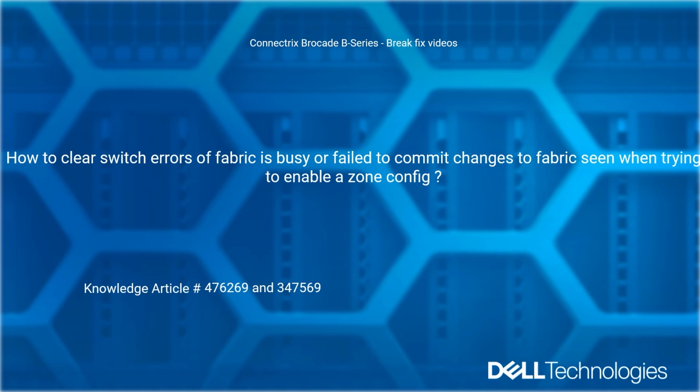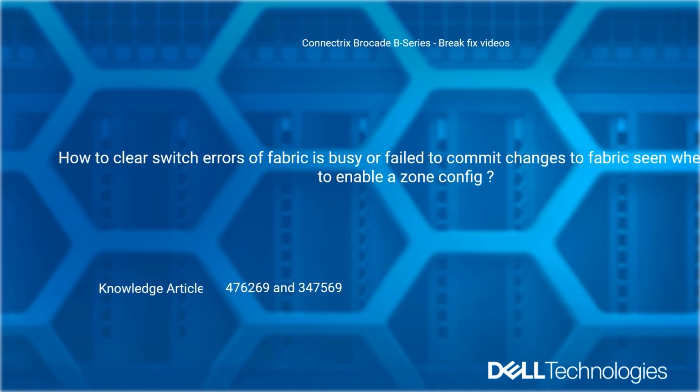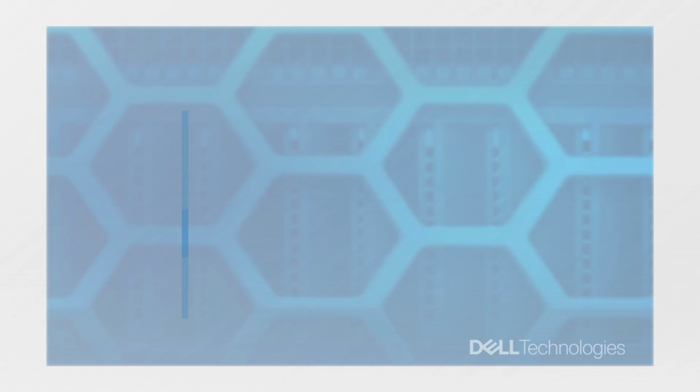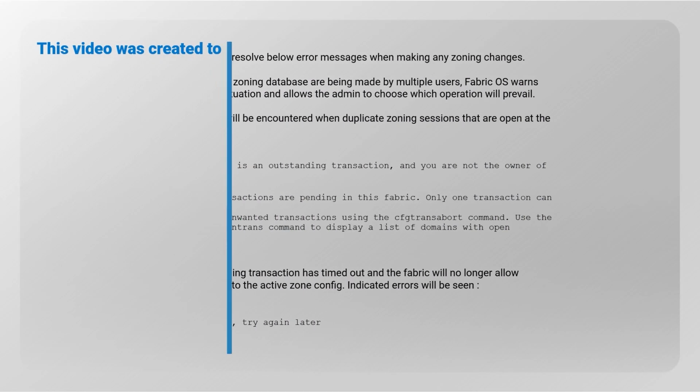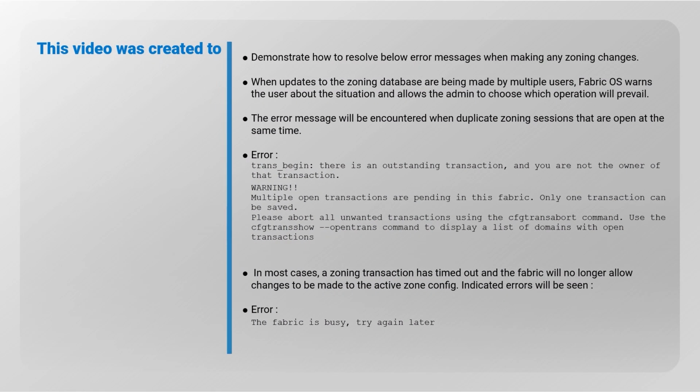How to clear switch errors when a fabric is busy or failed to commit changes to fabric, seen when trying to enable a zone config. Reference Dell Knowledge article numbers 476269 and 347569. This video was created to demonstrate how to resolve the indicated and highlighted error messages when making any zoning changes.